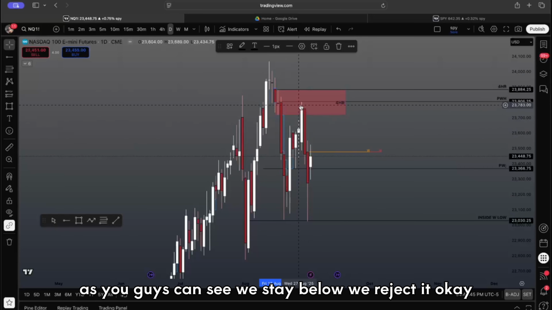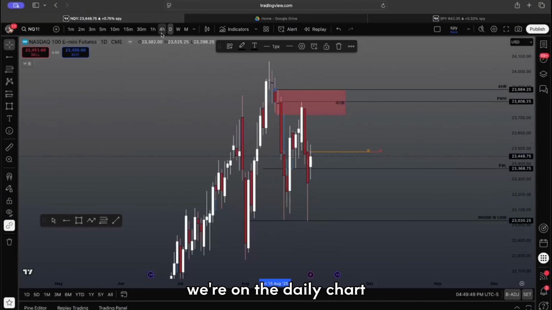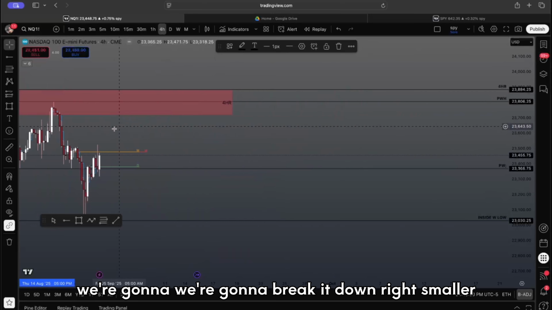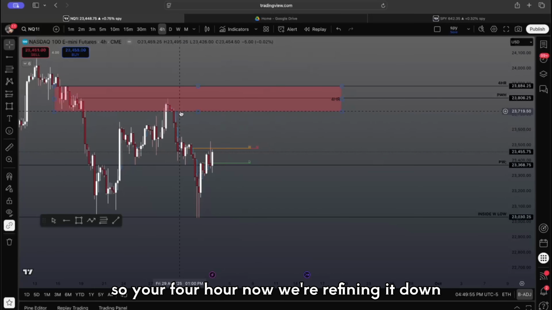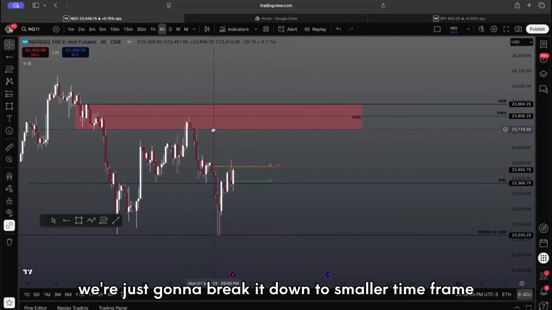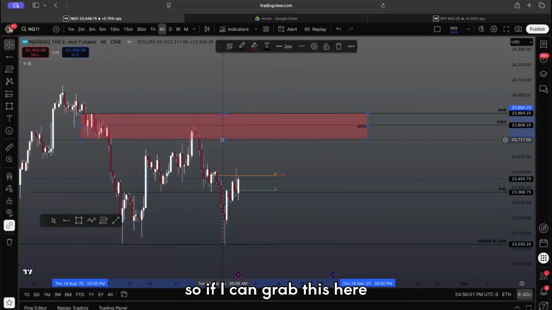As you guys can see, we stayed below, we rejected it. Okay, sorry, that was the daily one. We're on the daily chart, not 4 hour. Your 4 hour one, we're going to break it down, right? Smaller. So now we're refining it down, meaning we're just going to break it down to a smaller time frame.